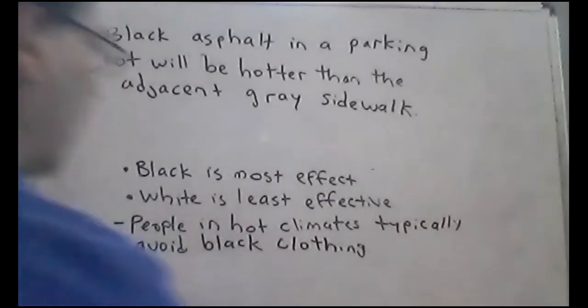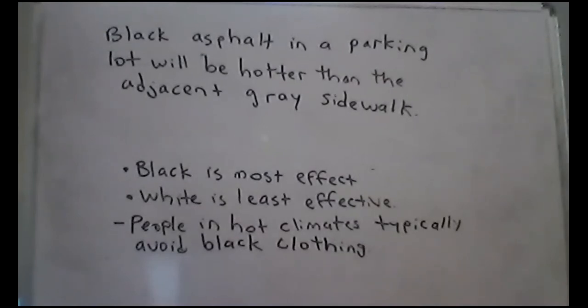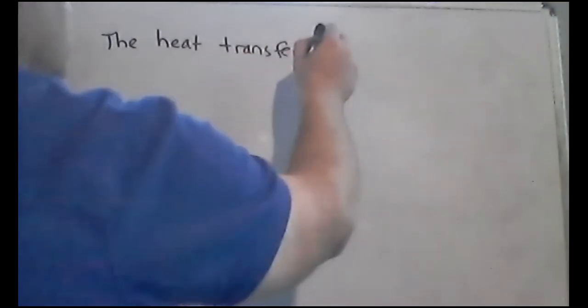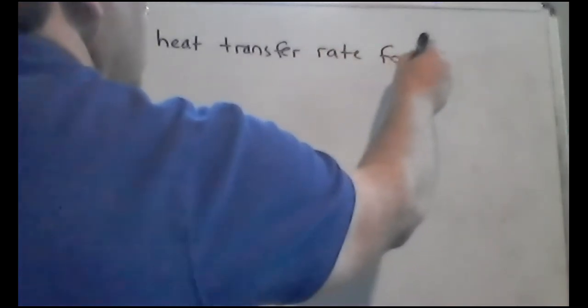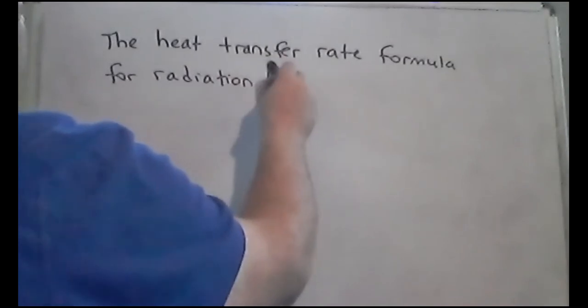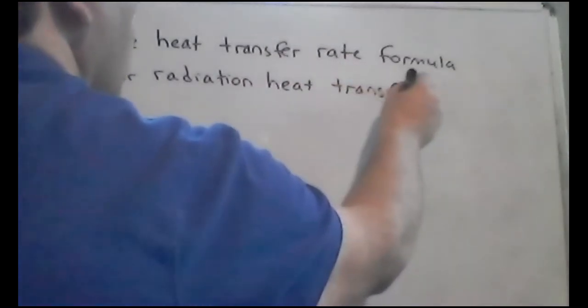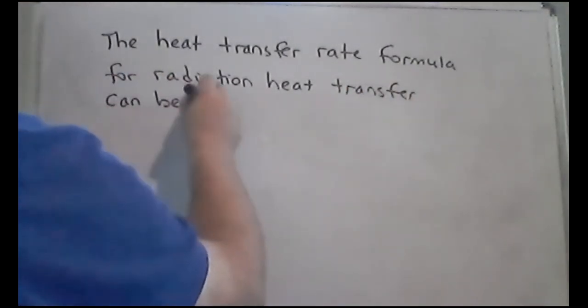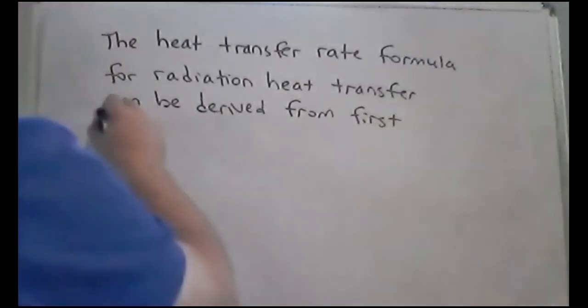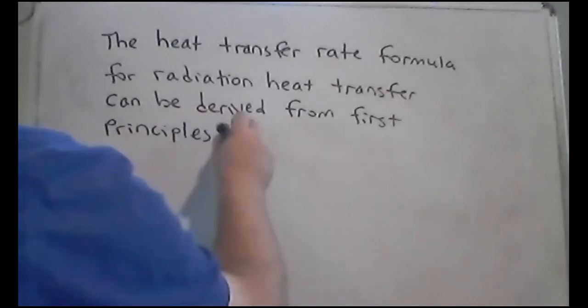All right, and so we have a general formula that describes radiation heat transfer. And this formula, once you understand quantum theory, you can actually derive from first principles. So the heat transfer rate formula for radiation heat transfer can be derived from first principles using quantum theory.